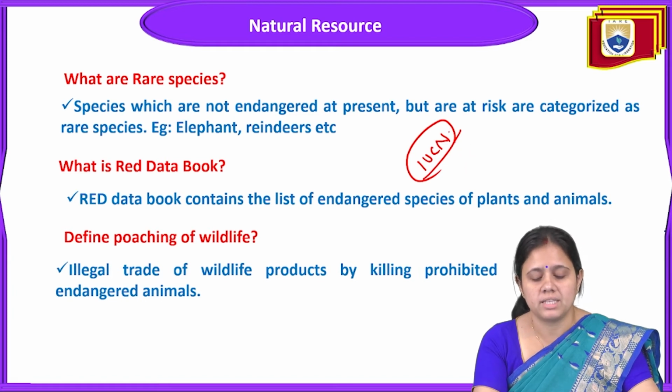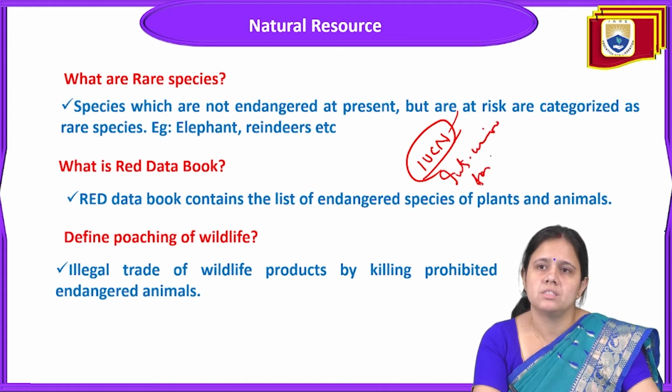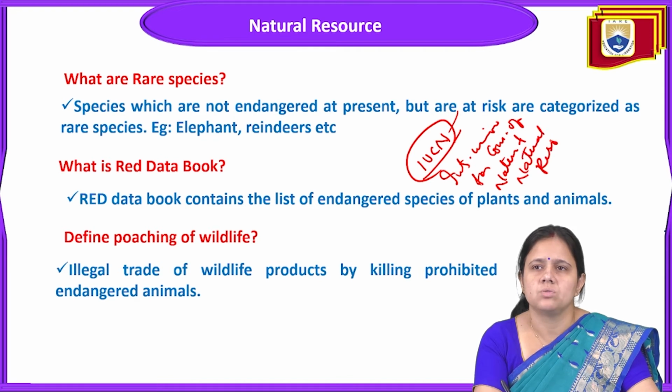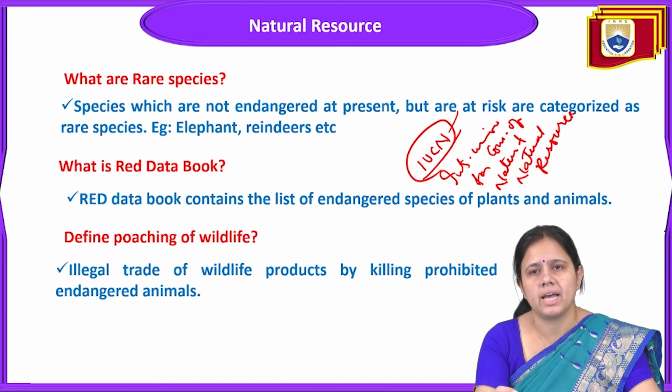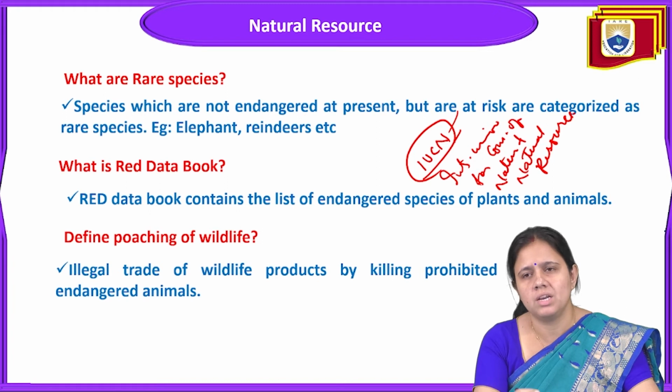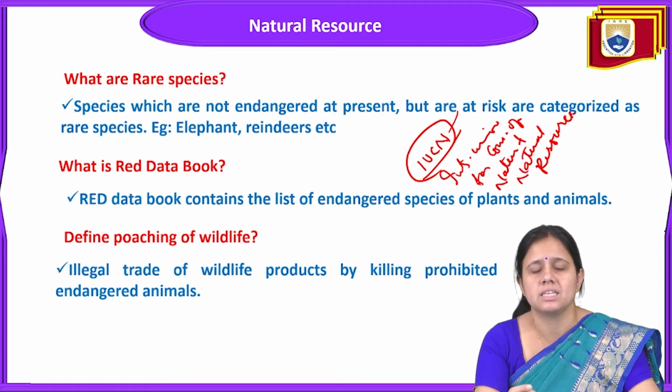United Nations has made it, and that's why its name is International Union for Conservation of Nature and Natural Resources. This is called IUCN. This is a Red Data Book. A Red Data Book gives a list of endangered species of flora and fauna. All species are put into a list, and they have been categorized by their availability.